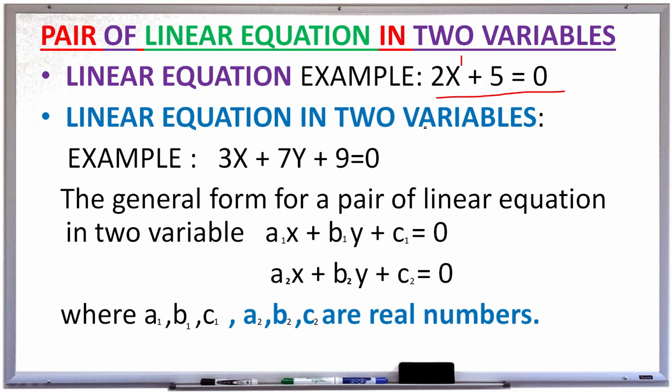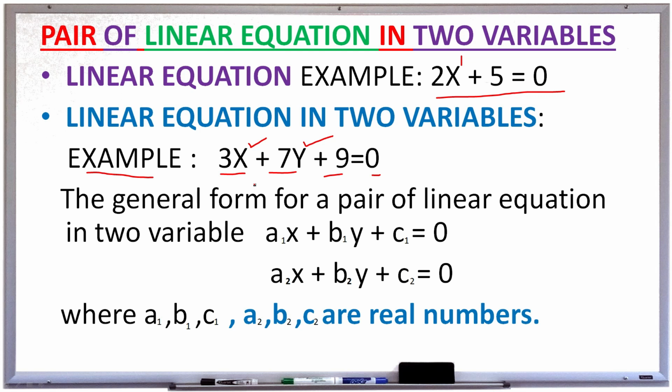Linear equation in two variables. Example, 3x plus 7y plus 9 is equal to 0. Here there are two variables, x one variable and y another variable. So the topic is linear equations in two variables.